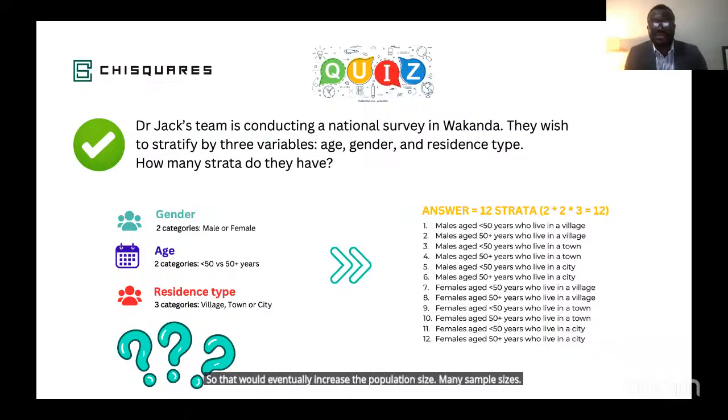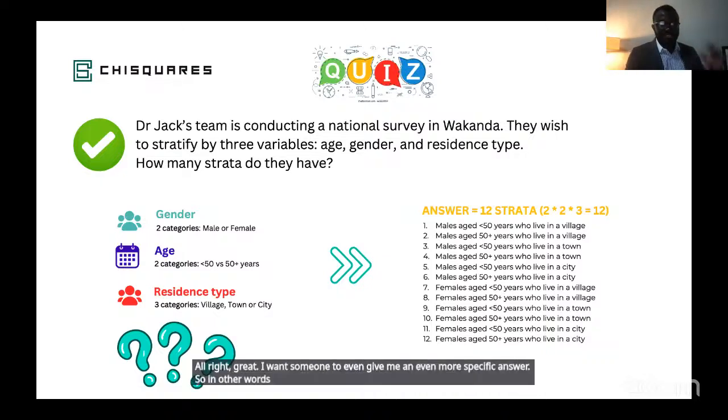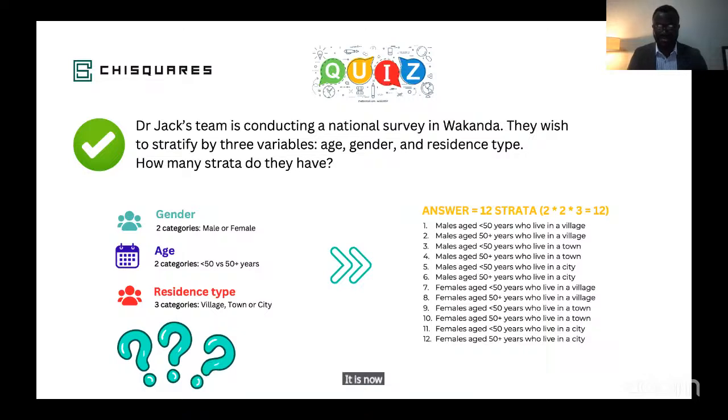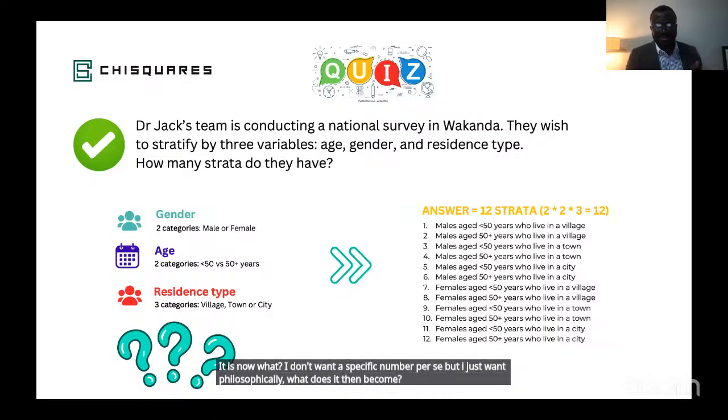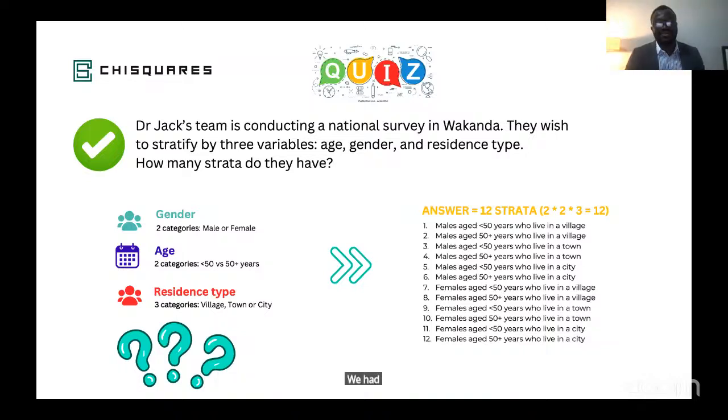All right, great. I want someone to give me an even more specific answer. So in other words, what I'm looking for is whatever our sample size originally was, it is now what? I don't want a specific number per se, but I just want philosophically, what does it then become? We had sample size X. Now it's going to be what? Johnson?